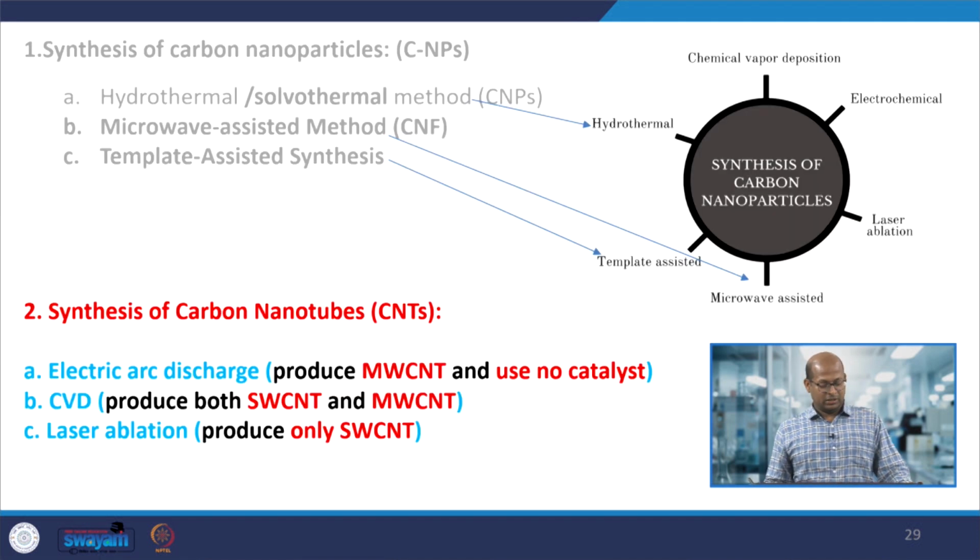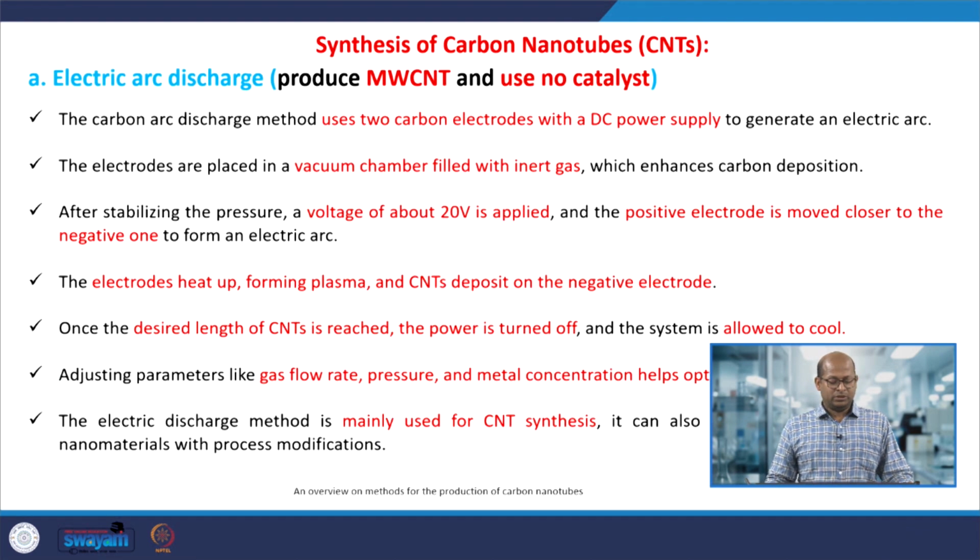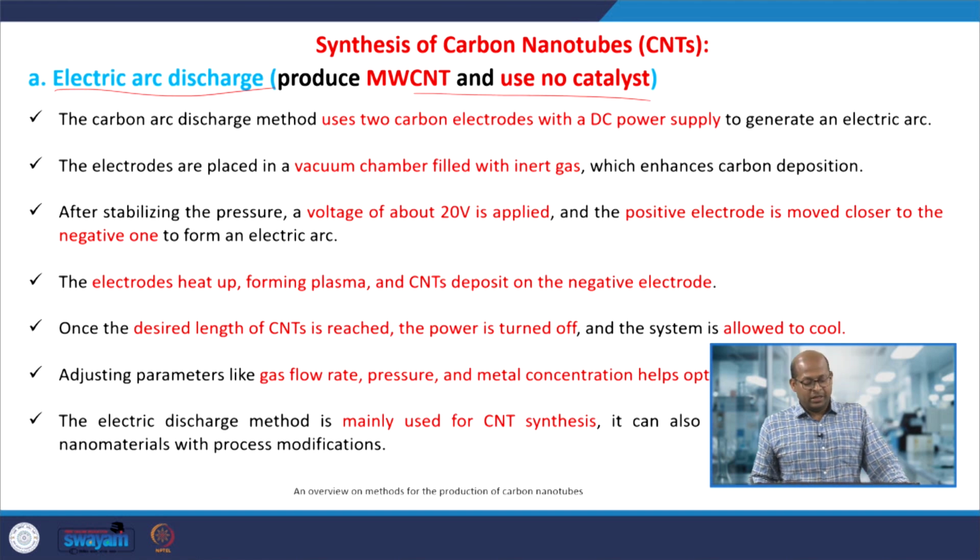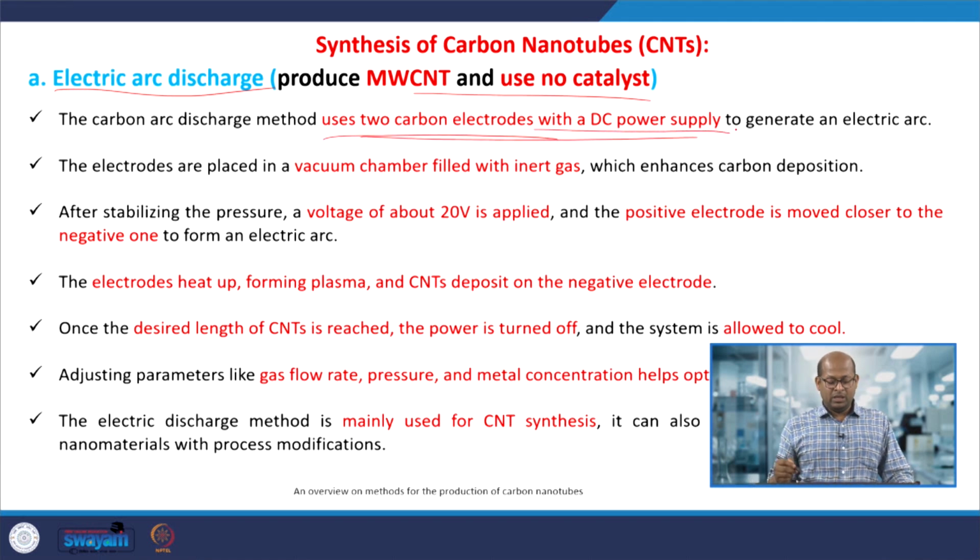And next are the electric arc discharge method, the CVD method, and the laser ablation method. In this way we can prepare carbon nanotube materials. Okay. We have already discussed this process. In the electric arc discharge method we can produce carbon nanotubes without any catalyst. We do not need to use any catalyst. We can directly use 2 electrodes with a DC power supply, and then we have to create a vacuum with an inert gas. A voltage of 220 volts DC can be used.